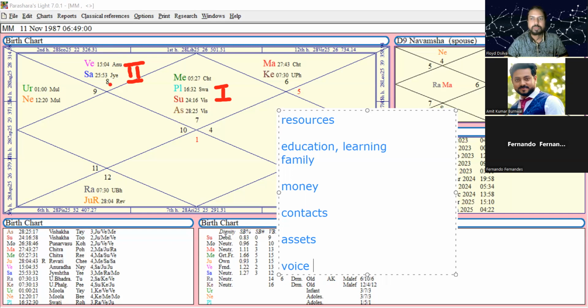So can we say the wife of him is someone from a known family? Yeah, can be from a known family, can be from school, can be from college, because there is a connection with the second house, school, education. Education and family, yes. So that possibility is there.